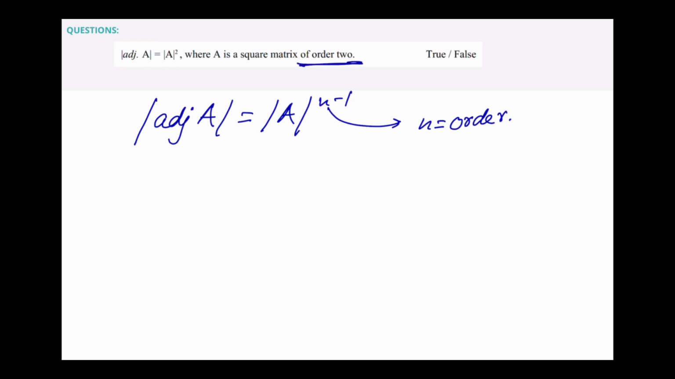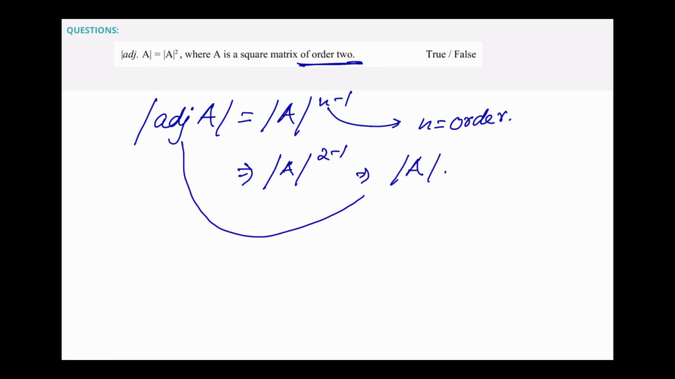So here they said the order is 2. So in that case, what will happen? Det of A power 2 minus 1, so that will be equal to det A only. So determinant of adjoint of A in case of a 2 cross 2 matrix will be just det A, not det A whole square. So again, it's a false answer.